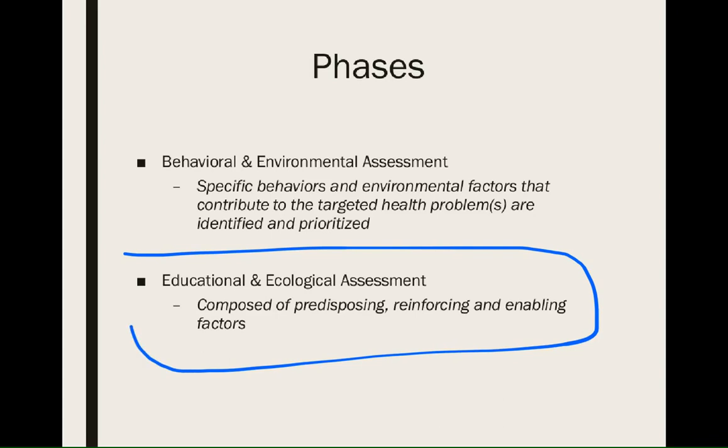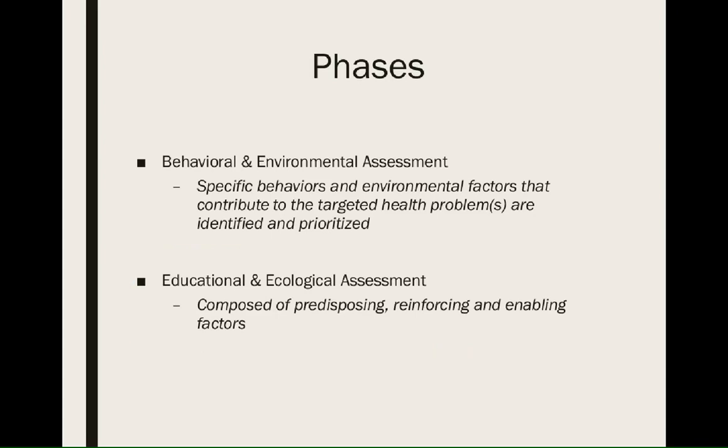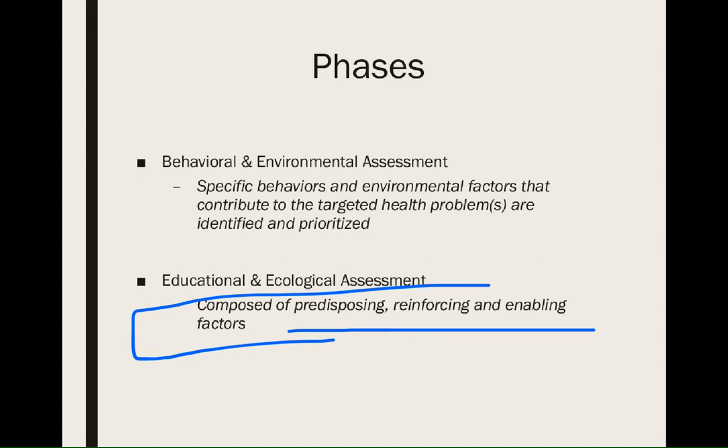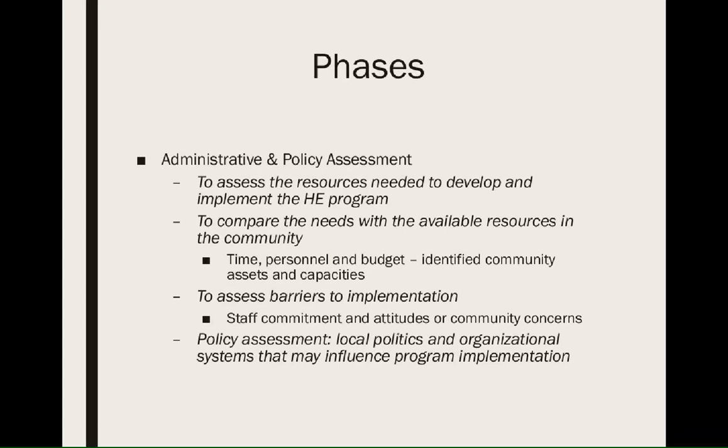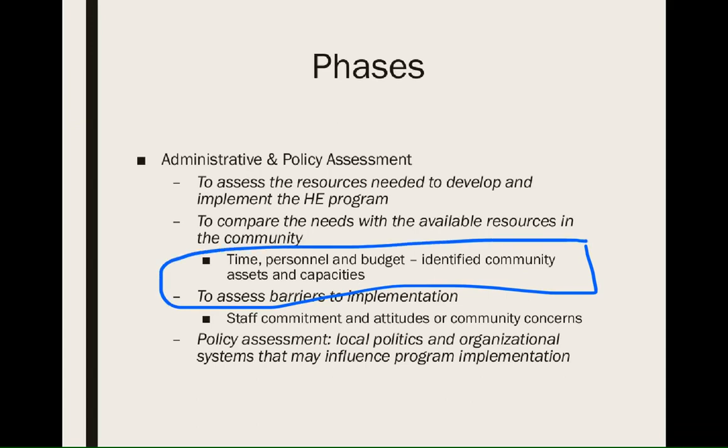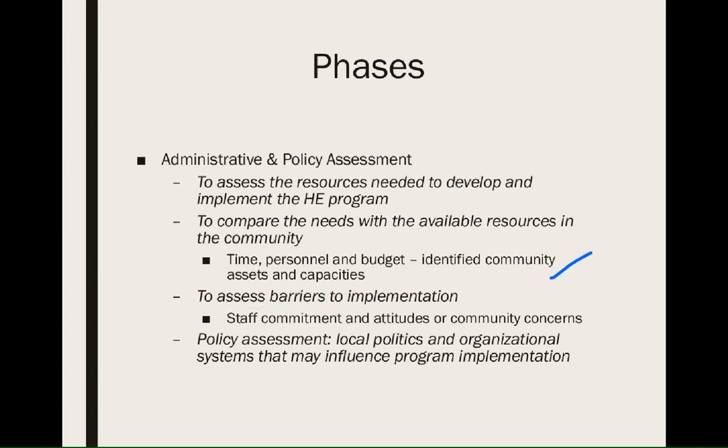And next phase is educational and ecological assessment, composed of predisposing, reinforcing, and enabling factor. Sama dengan yang first model tadi. Next phase is administrative and policy assessment, is to assess and resources needed to develop and implement the HE program. Next is to compare the need with the available resource in the community. For example, time, personnel and budget. Identify community asset and capacity.